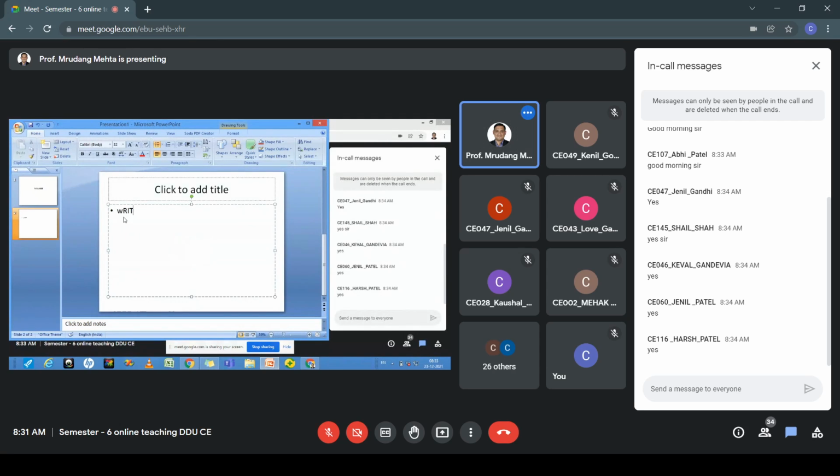So today's lab objective is to write a program to implement the Playfair cipher. First objective is the Playfair cipher. Okay.